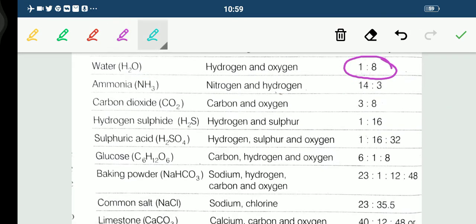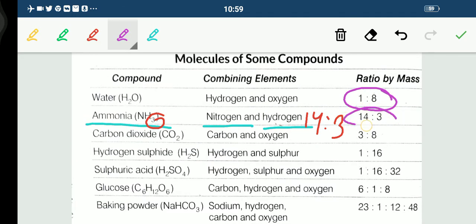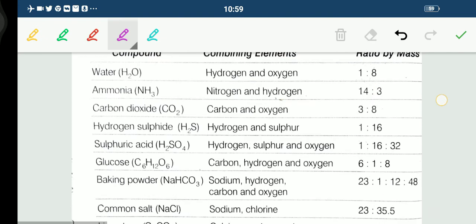Similarly, we can solve ammonia in the same manner. How many combining elements are there? 2. One is nitrogen, another is hydrogen. So, students, the atomic mass of nitrogen is 14 and hydrogen is 1. But as you can see, how many hydrogen atoms are associated? 3. So, 3 ones are 3. So, the ratio by mass would be 14 is to 3. I hope it is clear.